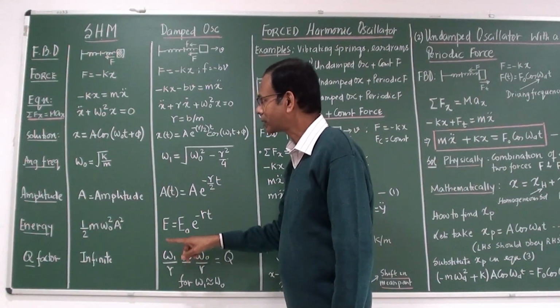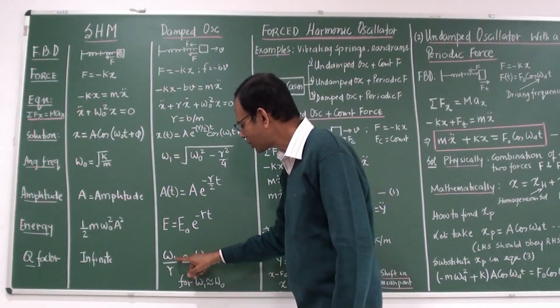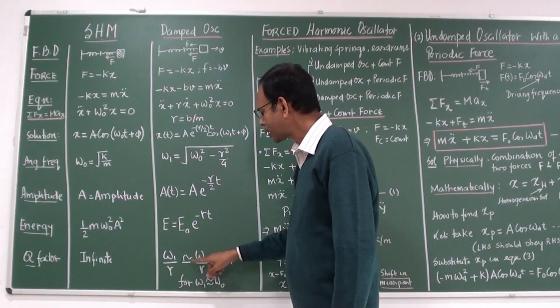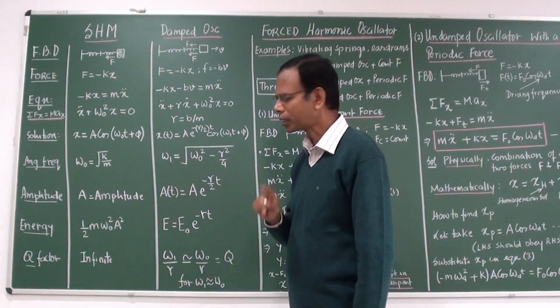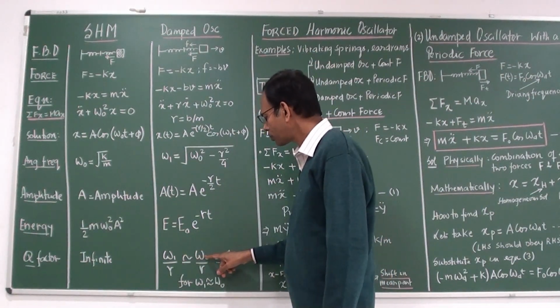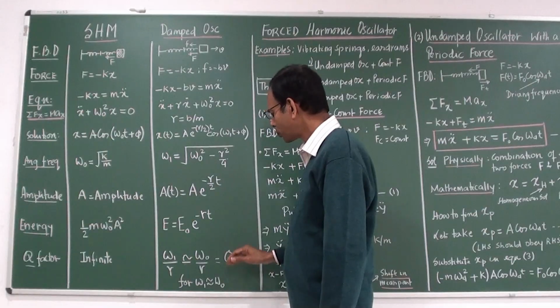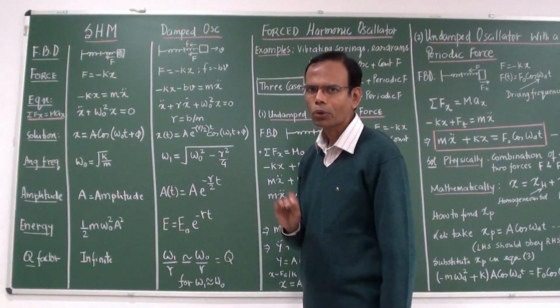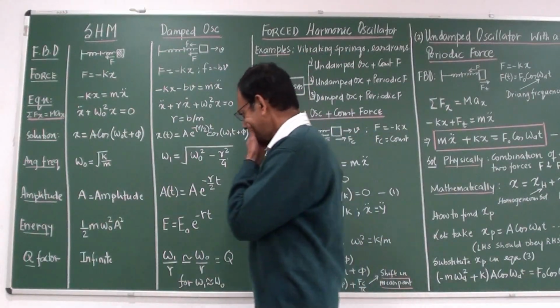The quality factor for the damped oscillation is omega 1 by gamma, which is approximately omega 0 by gamma when omega 1 is very close to omega 0.